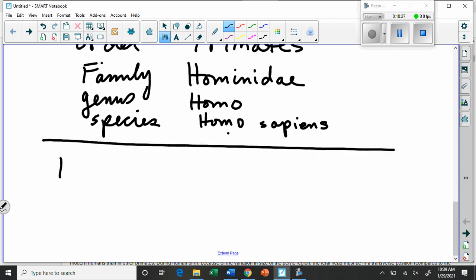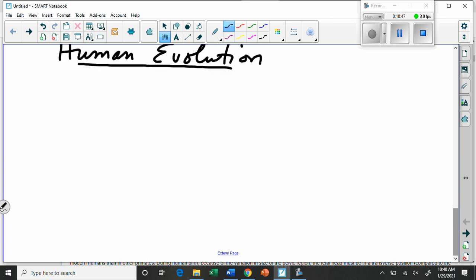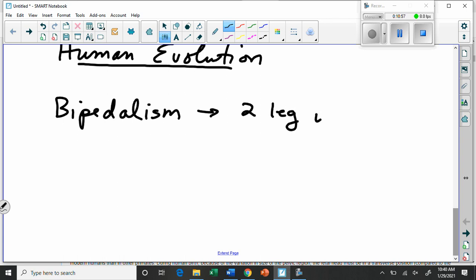If we look at the evolution of humans, there are some interesting traits that developed that distinguish humans, or the genus Homo, from the other hominids in the family. Like, what's different between us and chimps? One of them is bipedalism, which means walking on two legs. That's a very unique thing we don't see very well anywhere else.